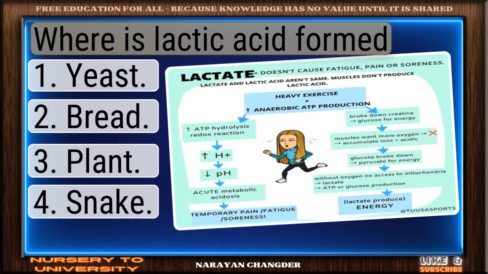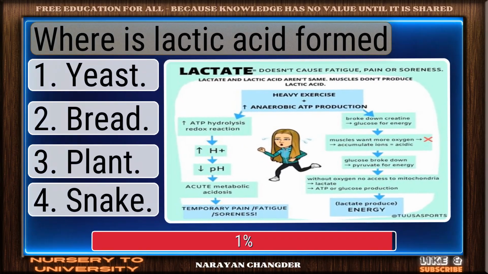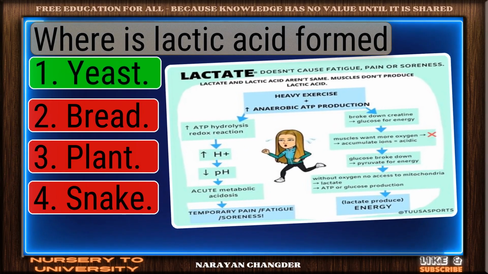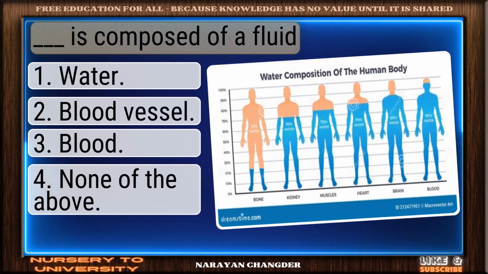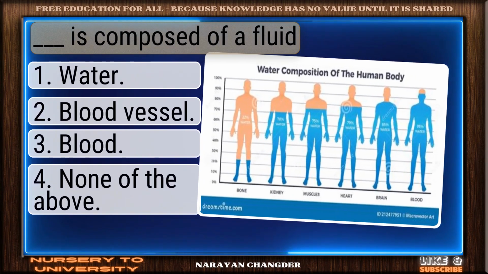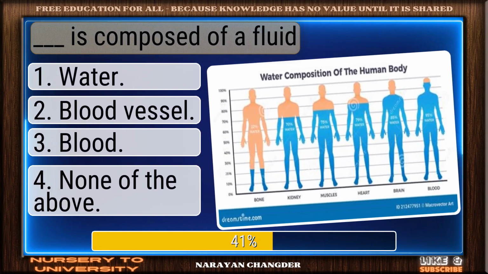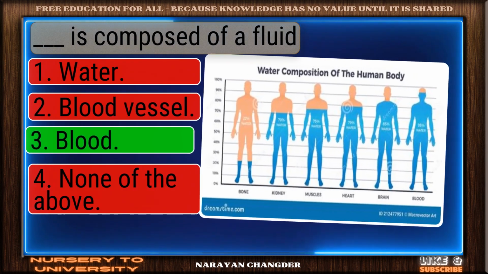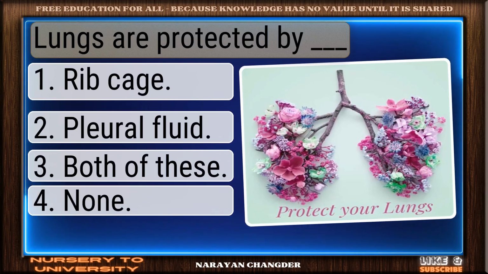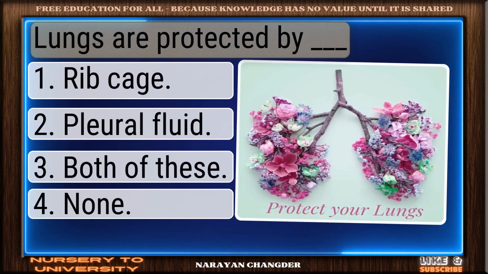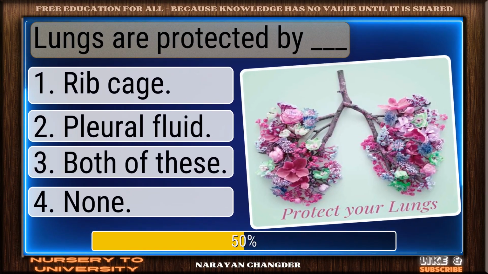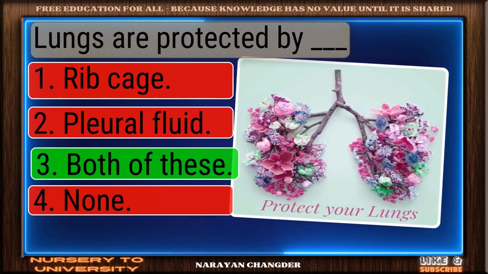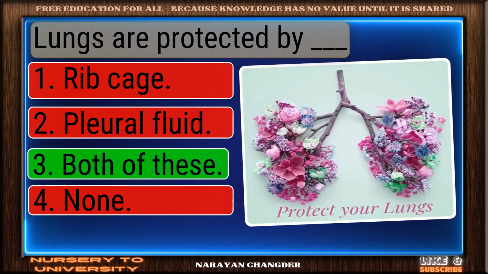Question number 241. Where is lactic acid formed? Right choice. Yeast is the best answer. Question number 242. Dash is composed of a fluid. You're right. Blood is the correct answer. Question number 243. Lungs are protected by dash. Nice selection. Both of these is the correct and valid answer.